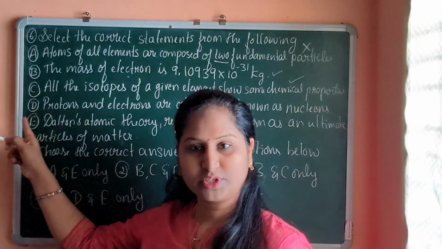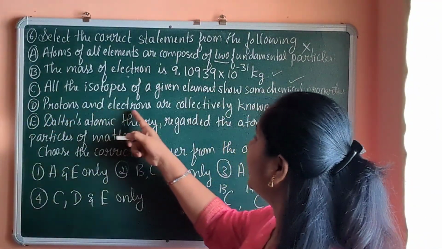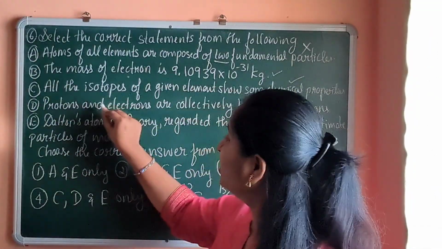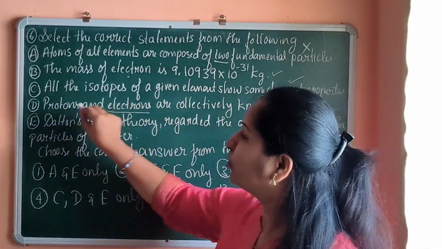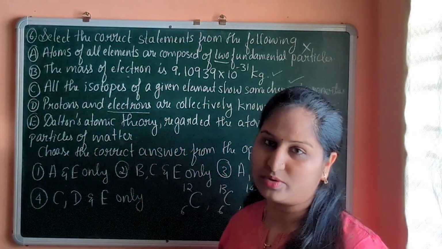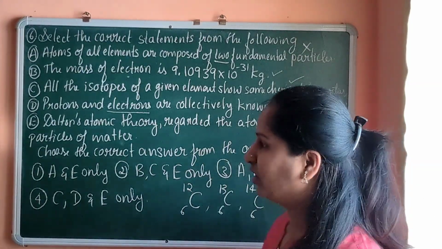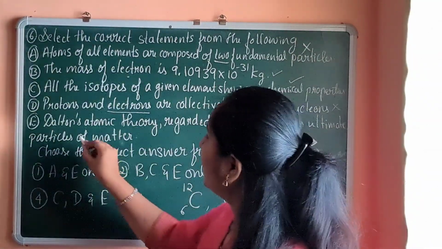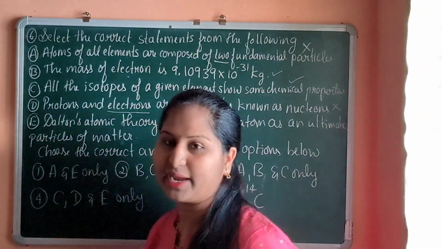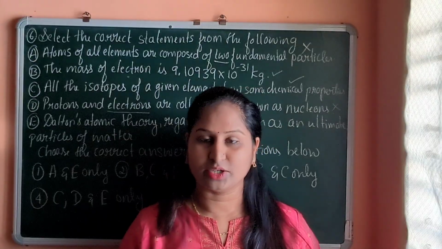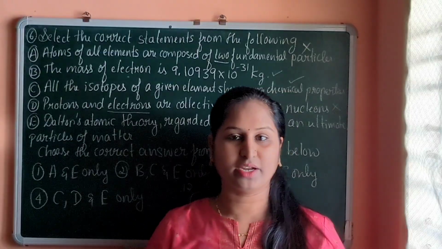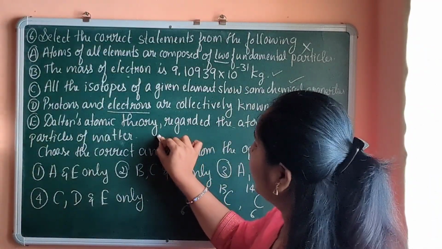Let me read out the fourth statement, option D. Protons and electrons are collectively known as nucleons. No. Protons and neutrons, not electrons, are together called nucleons. So this D is a wrong statement. Let me read out the last statement, that is Dalton's atomic theory regarded the atom as an ultimate particle of matter. Yes, according to Dalton's atomic theory, the atom becomes the ultimate particle of matter. So this is also a right statement.